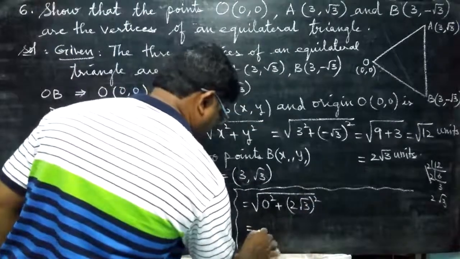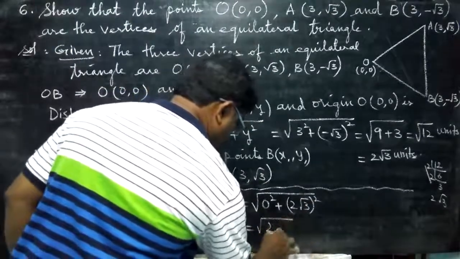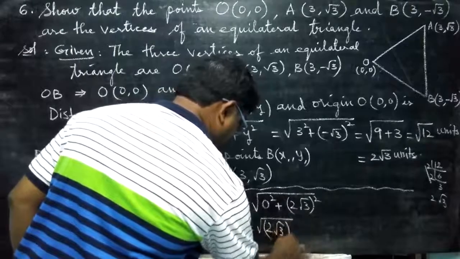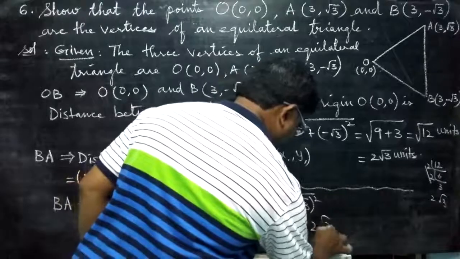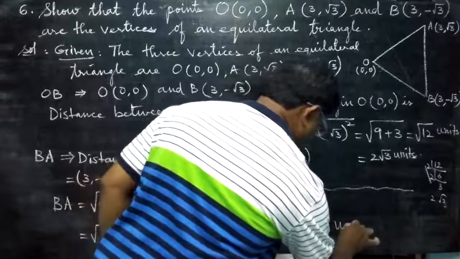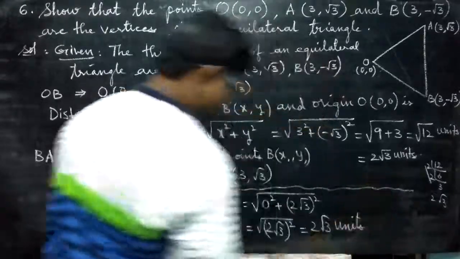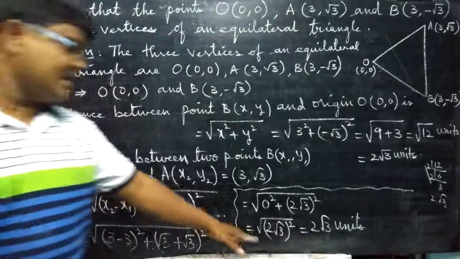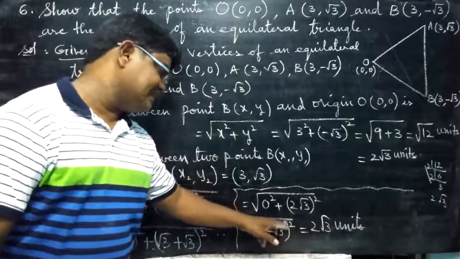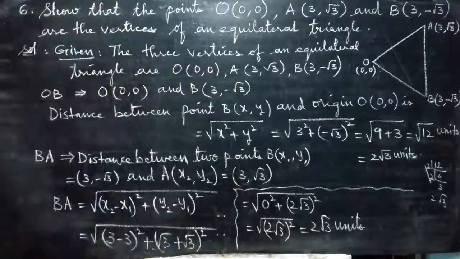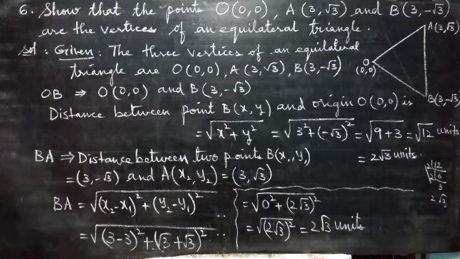How many times we multiply? Same only. 2 root 3 whole square. Square and square root get cancelled and 2 root 3 will come outside. Units. So first side, second side, same answer we got. Square and square root cancels. 2 root 3 will come outside. Next one more side is there. What is that one? AO.